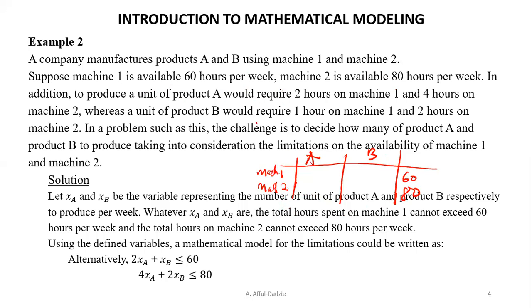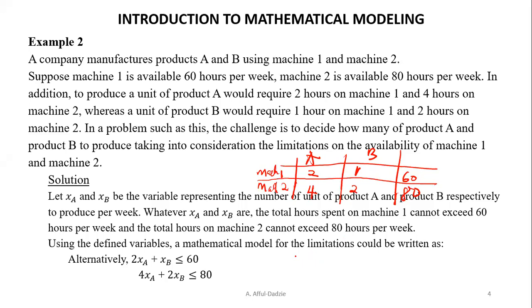So now let's get into the details. It says, in addition, to produce a unit of product A, it requires 2 hours of machine 1. So product A, 2 hours of machine 1, and 4 hours of machine 2. You see? Whereas to produce a unit of product B, it requires 1 hour of machine 1 and 2 hours of machine 2. Okay? So you see how life makes it easy. Once you have this, you just pick your stuff horizontally, you have your mathematical expression.